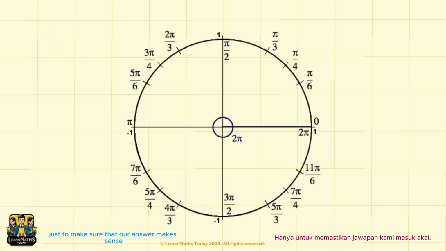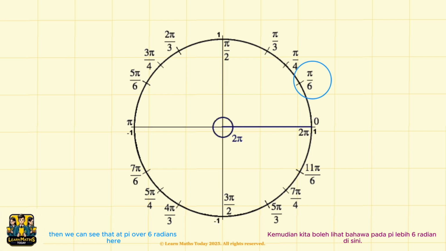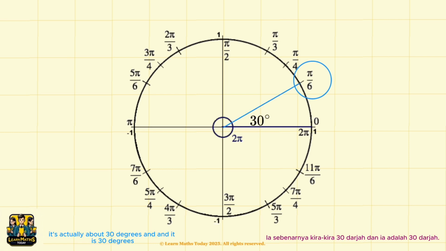Just to make sure that our answer makes sense, if we represent the circle in terms of radians, where a complete revolution is from 0 to 2 pi radians, then we can see that pi over 6 radians is actually about 30 degrees, and it is 30 degrees. So our intuition is right here.